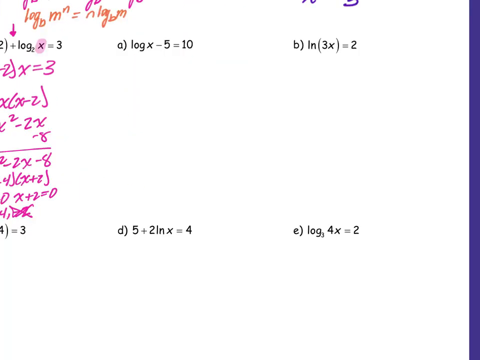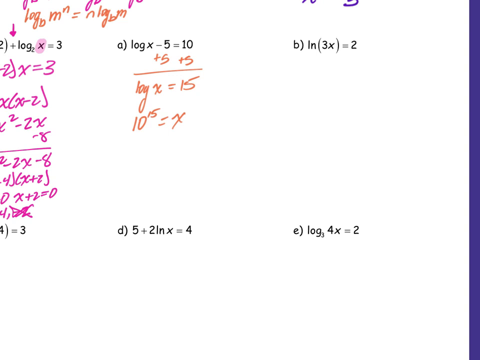Okay, so add 5, because I got to get the log by itself. So I have log base 10 of x equals 15. So to solve for x, I'm going to say 10 to the 15th power equals x. I am not going to make you write 10 to the 15th power out. 10 to the 15th power is fine as your answer. Okay, so if you wanted to, you could. It would be a 1 with 15 zeros after it. So if you wanted to do that, you could.